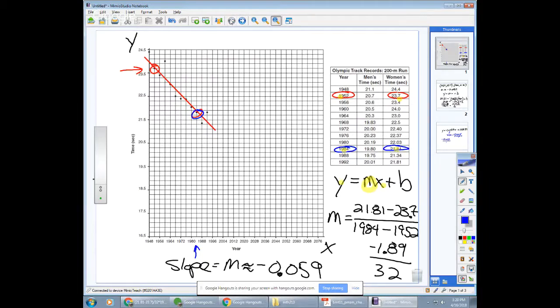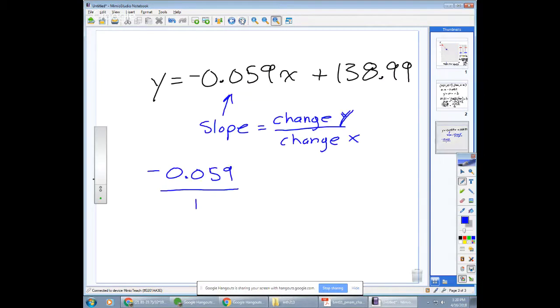What kind of numbers are on the Y-axis? The world record time? Okay. So this number right here is basically the change in the record. And what do the X values represent here on that graph? Years. That's just change in years.